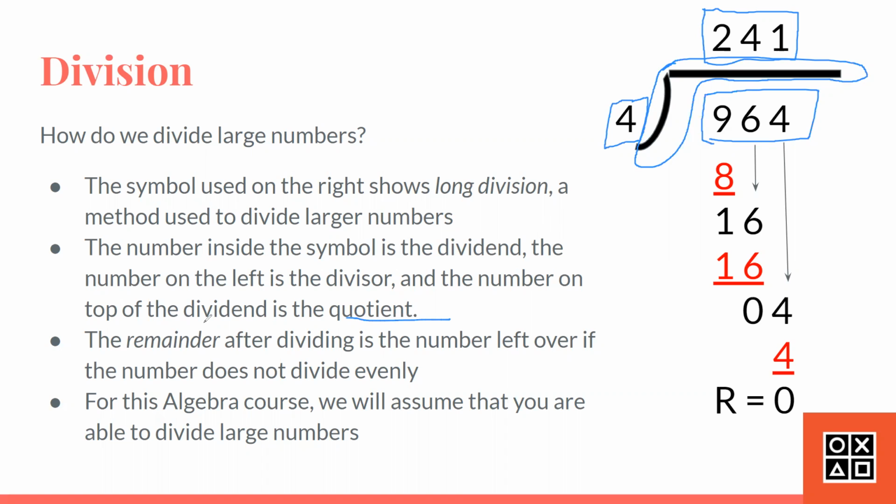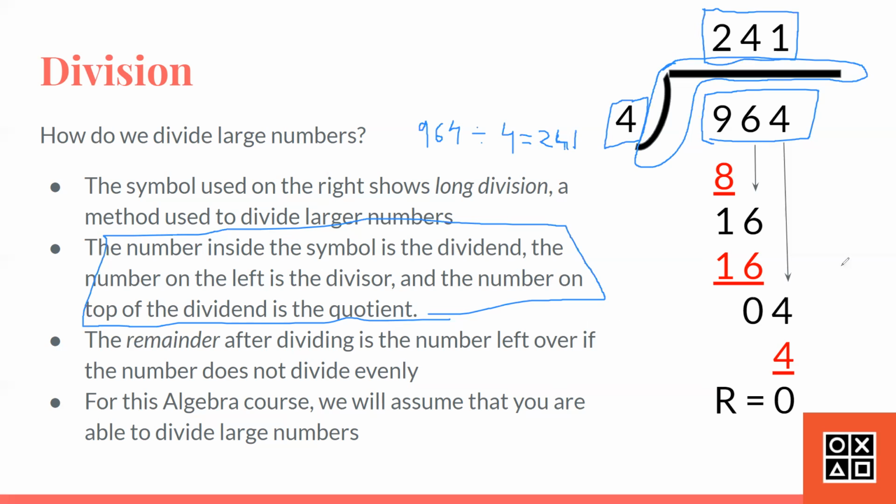Now, knowing all this information, we can reconstruct how the original division actually looked. The original looked like 964 divided by the divisor 4 equals the quotient, 241. The remainder after dividing is the number left over if the number does not divide evenly. So in this case, after doing this entire process, you would not get a remainder. The remainder would just be 0. So that means it divides evenly.